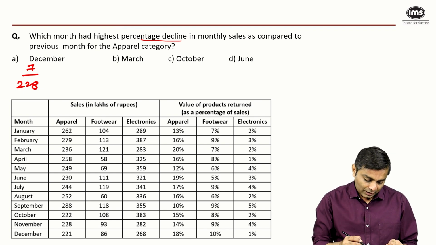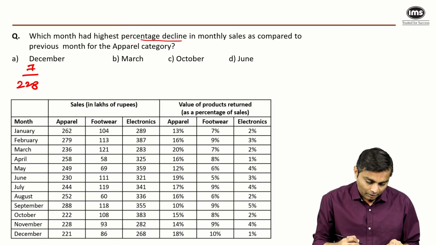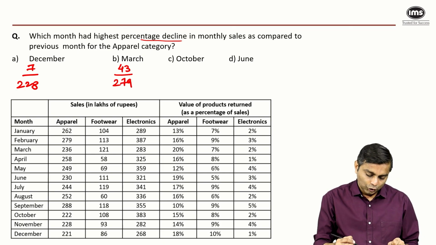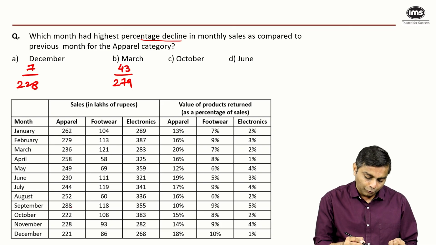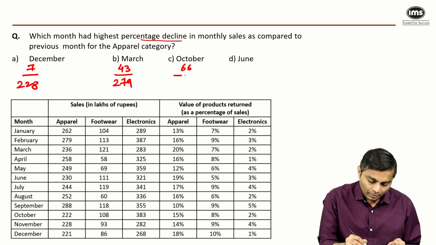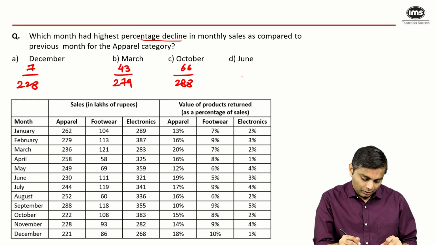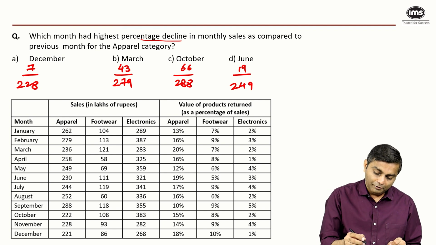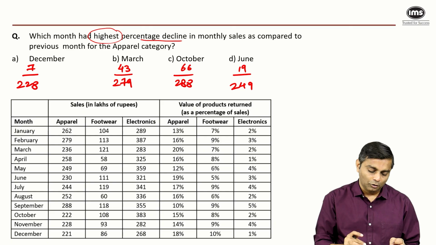Let's go to March. March was 236, went down from 279. So 43, yes. So 43 on 279 is March. June, October. October went to 222 from 288. So it's a 66 decline on 288. And June is going to be what? 230, 249. So 19 on 249. Again, what are we wanting? We are wanting the highest percentage. So, which is the highest value out of all of these?